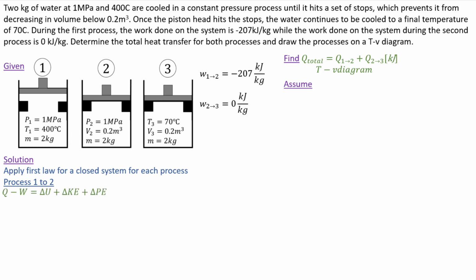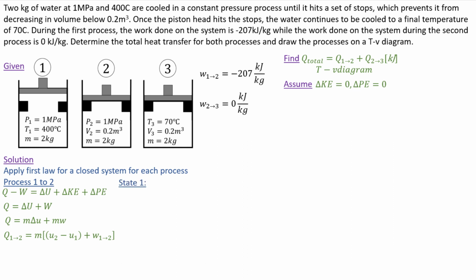So I've got Q minus W equals delta U plus delta kinetic energy and delta potential energy. I'm going to ignore those last two terms, because this piston cylinder doesn't appear to be moving around and changing kinetic and potential energy. So I've got Q equals delta U plus W, and I'm going to put those in terms of lowercase letters by bringing the mass out of the equation. The delta u and the w are in kilojoules per kilogram, and I'm putting subscripts indicating the first process, from state 1 to state 2.